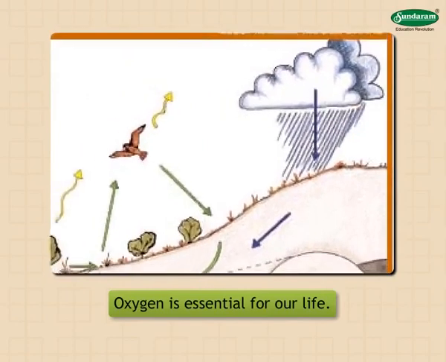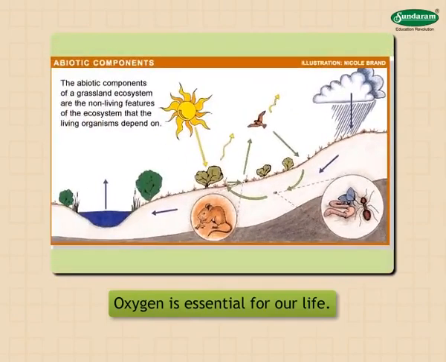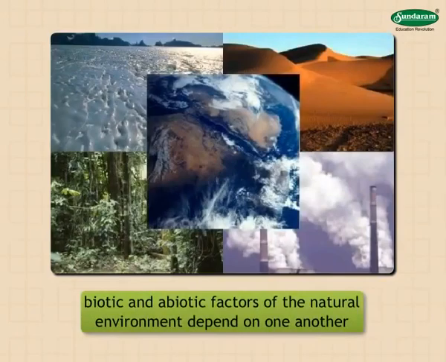Remains of plants and animals decay and get mixed in the soil. Thus, the biotic factors get decomposed and mix with the abiotic factors. In this way, the biotic and abiotic factors of the natural environment depend on one another. It is through this that the cohesion in nature is maintained.